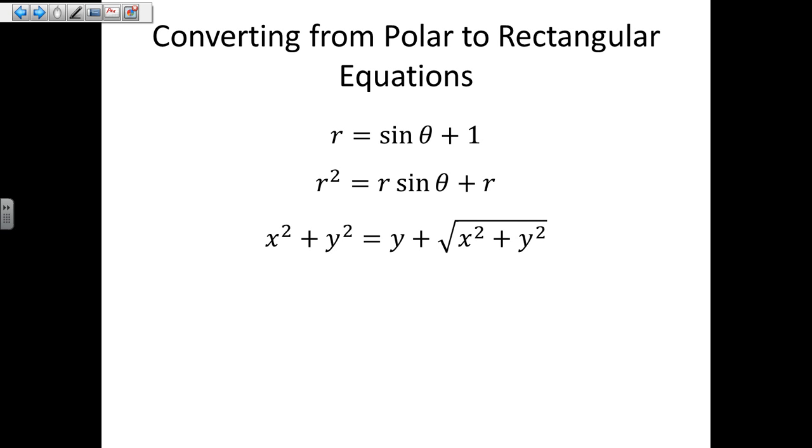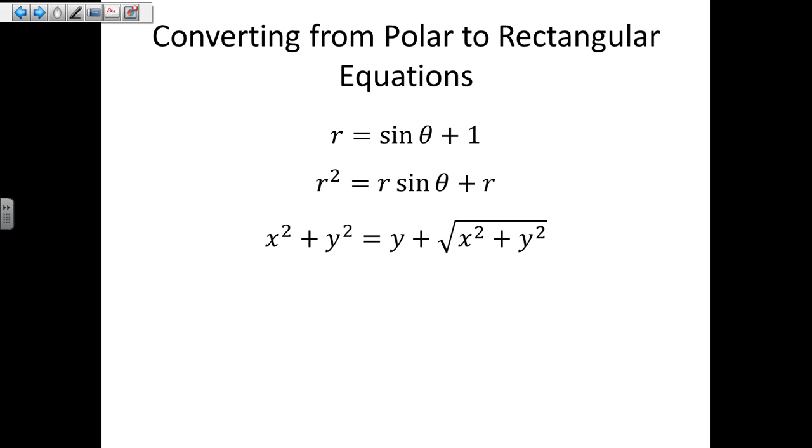So I go ahead and make my substitutions that you've seen me make already. I replace the r squared with x squared plus y squared. That's nice and direct, very easy. The r sine theta I replace with y. Now because it's just a plain old r that's added to the y value, we need to replace that with the square root of x squared plus y squared.